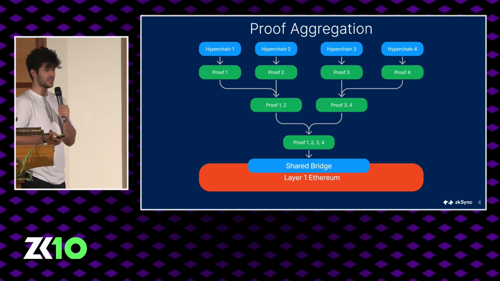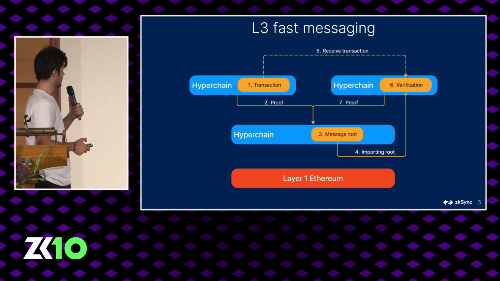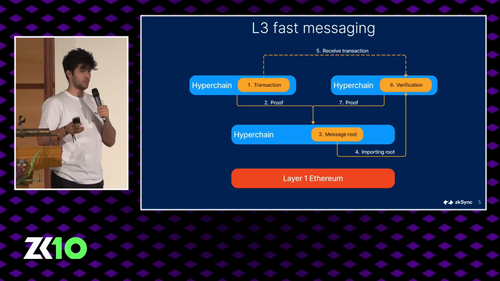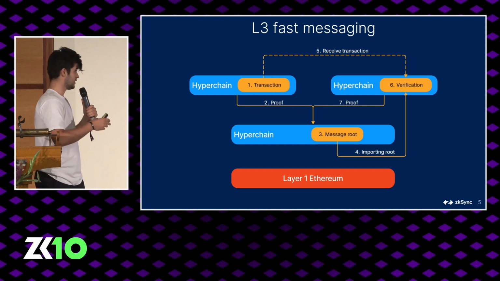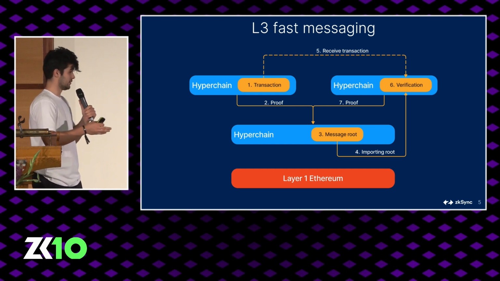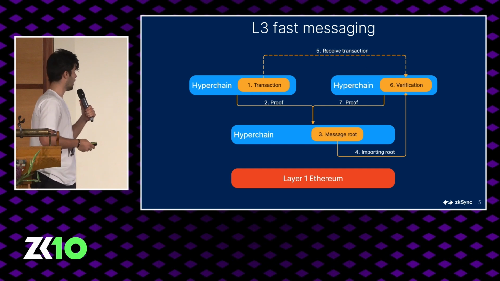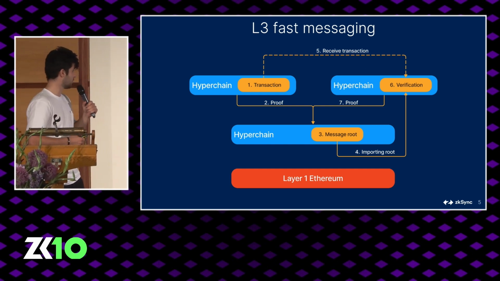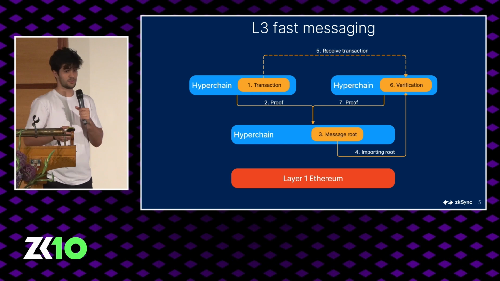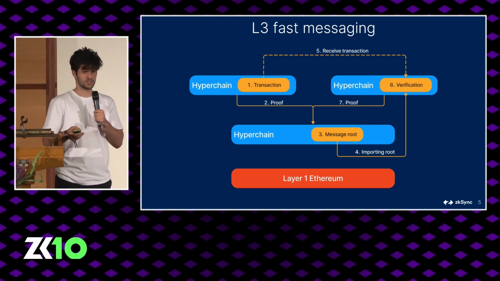So to fix this, we can have layer 3s. And layer 3s can settle on a layer 2, and because it's a layer 2, settlement is much cheaper there. And this is basically the same hyperbridging process as we saw before, but because it's happening on a layer 2, it can happen much more often, and so bridging is much faster.